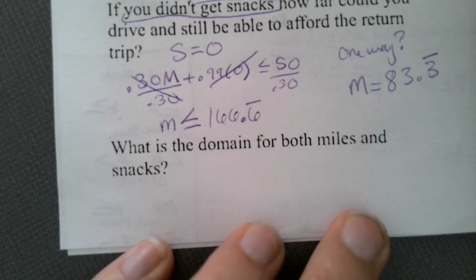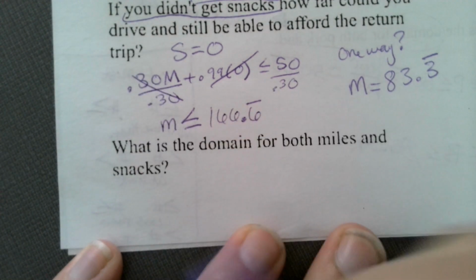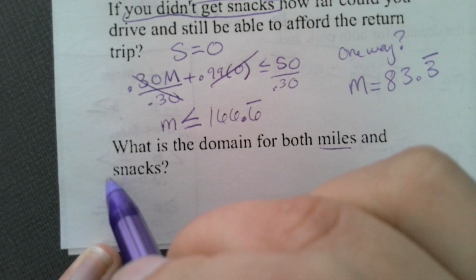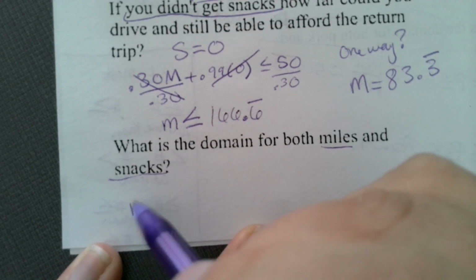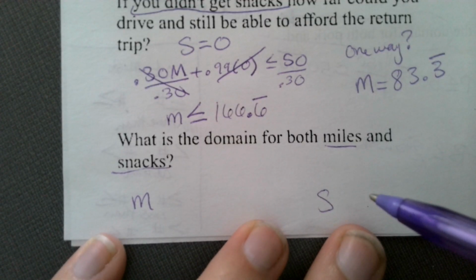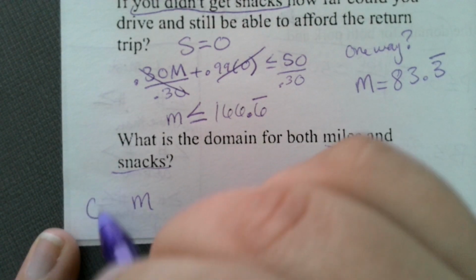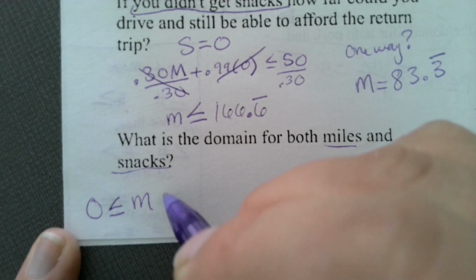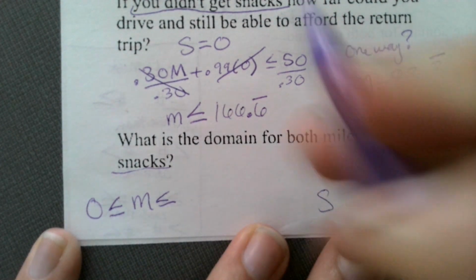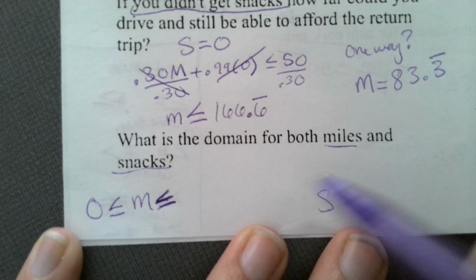All right, last question on this one. Last part. Domain. What's the minimum? Right, we're doing miles and snacks. What's the minimum miles you can go? Can I have negatives? Can I have 0? I see you nodding your head, so I'm writing it down. Now, we just figured out how many miles we could go if we didn't have any snacks. So how many miles could we go? One direction.